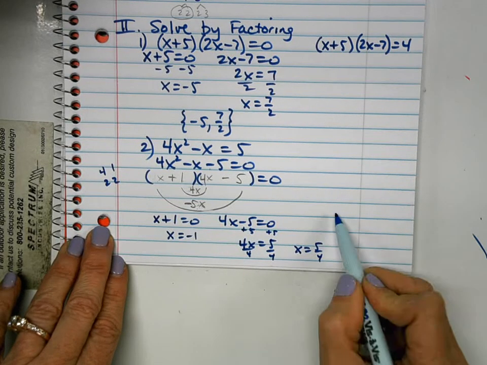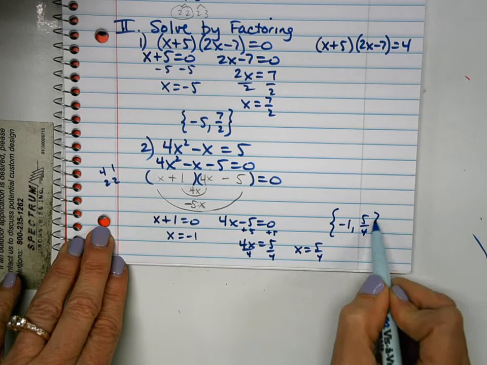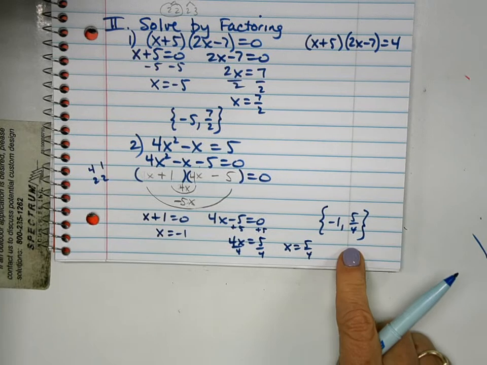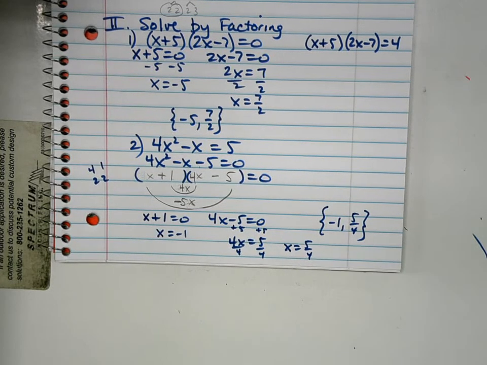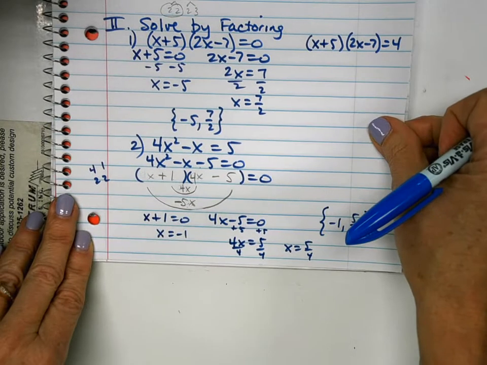And so possibly the solution could be written with these little braces. And those would be the two answers that I could plug into the original equation and it would be true. Okay? Let's try another one. Number 3.